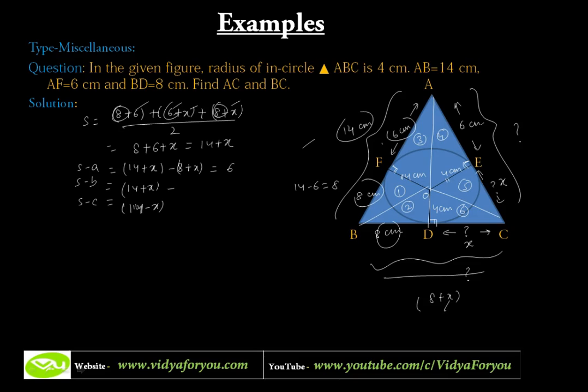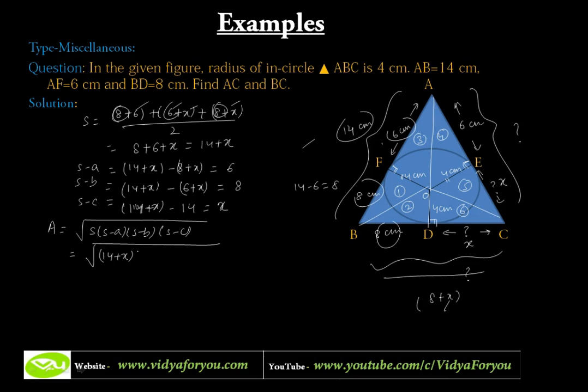S minus b. So b is 6 plus x. Get 8. And this is 14 plus x minus 14, it will give you x. So area is equal to root of s minus a, s minus b, s minus c, is equal to 14 plus x, s minus a, that is 6 into 8 into x. Okay, so we got this area using Heron's formula.